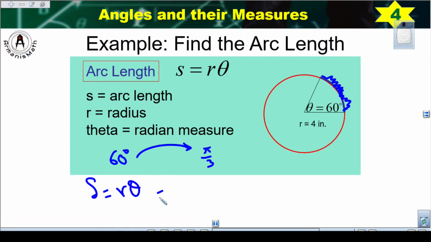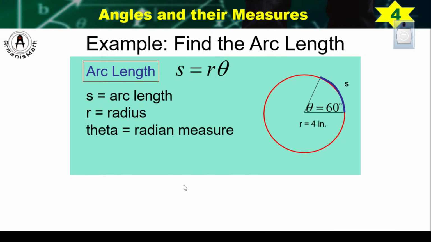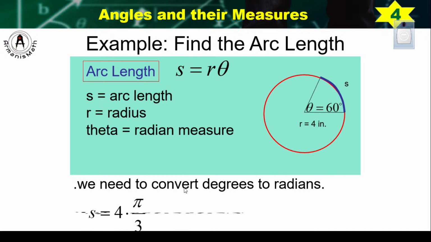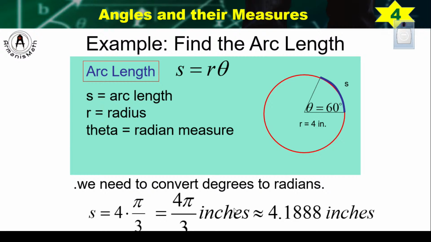So I will have pi over 3 times the 4, which is 4 pi over 3. Obviously they wanted this in radians, so I could just leave it the way it is, 4 pi over 3 inches. If you wanted to find out what the pi is, you multiply by pi, so multiply 4 times pi over 3, which is going to give you the decimal answer in inches.